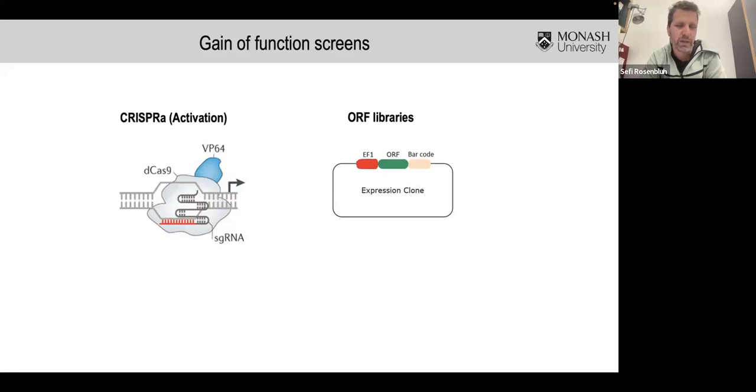One is with ORF libraries, which we have not been using so much of. In ORF libraries, we have a library that has 16,000 ORFs in it. That causes a very dramatic overexpression of a gene. It's usually not very physiological. And some of the genes have in them all kinds of different mutations of sorts. So we have not been using quite a bit of it.